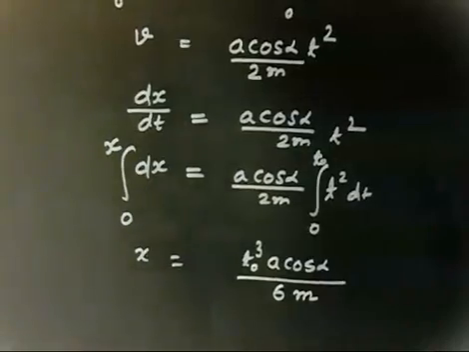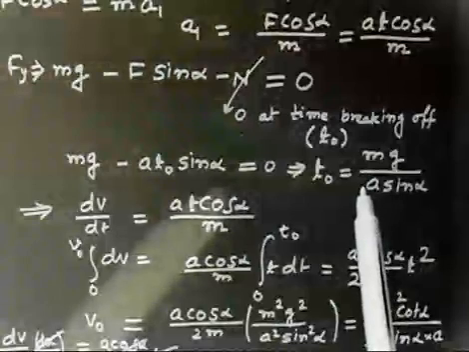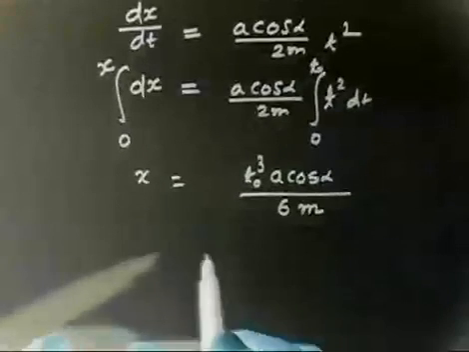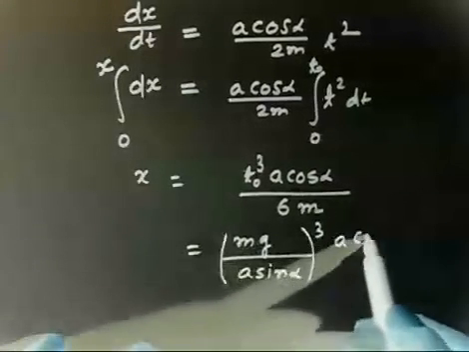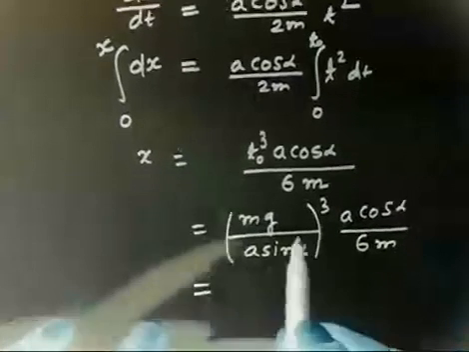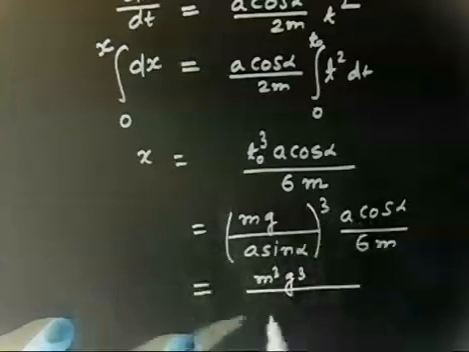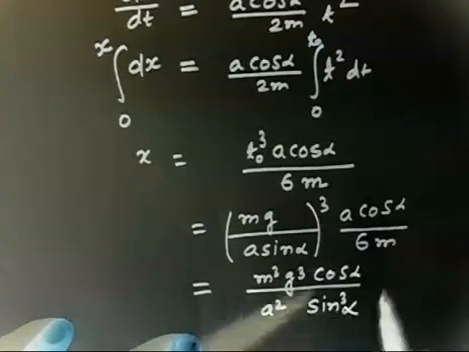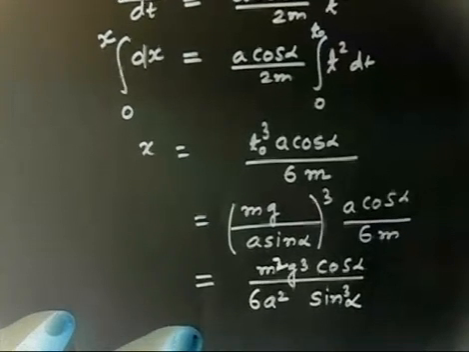What is the value of t naught? If you see in the first part of the problem, we have said what the value of t naught is here. So t naught is mg by a sin alpha. So if I plug in the value, t naught is equal to mg by a sin alpha, I will get mg by a sin alpha whole cube times a cos alpha by 6m. So this is m cube g cube, and here you have a cube, that is one a cube, so this is a square. Cos alpha on the top, on the bottom you will have sin cube alpha, and one m also cancels out, so you will have m square and then 6. So you will have m square g cube cos alpha by 6 a square sin cube alpha.